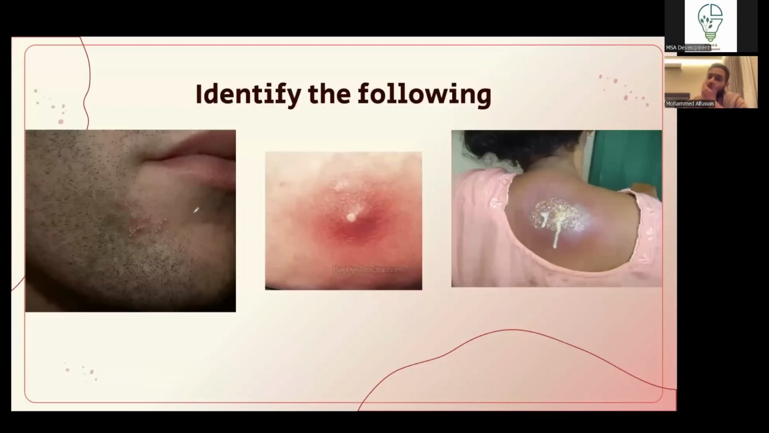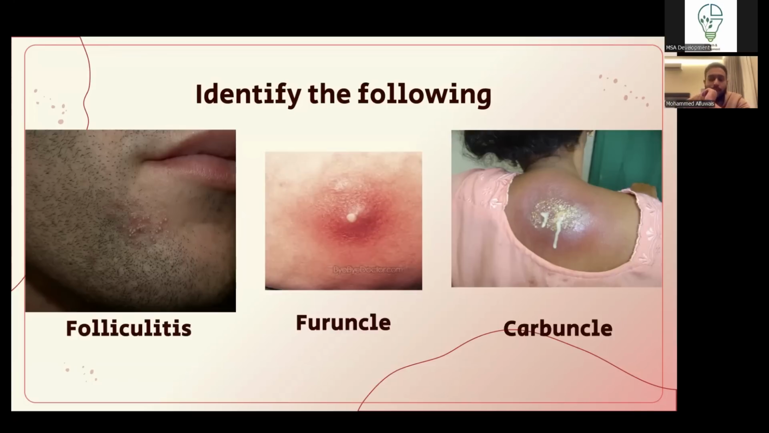Now, if you have inflammation happening at the hair follicle, what do we call this? Infection of the hair follicle, folliculitis. What if it's spread deeper? What do we call this? Furuncle. And what if it fuses together and has a lot of pus? Carbuncle. Good. Now, what is the most common organism causing all three of these?